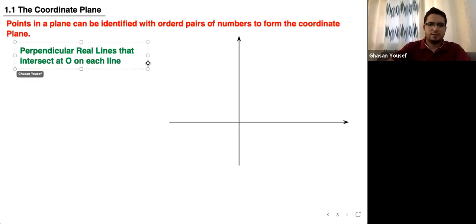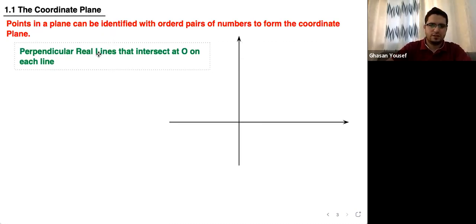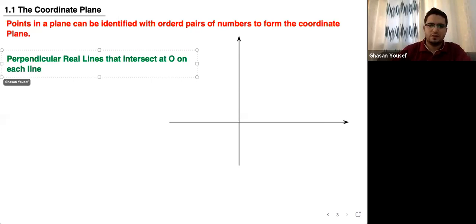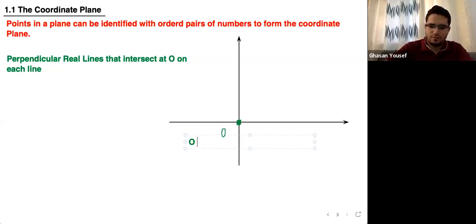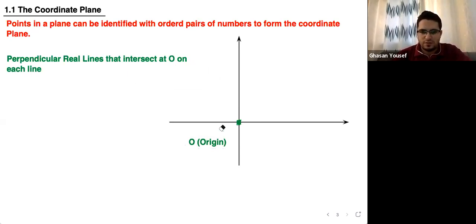So both of the lines intersect at a point. This point is the origin, the point where both of the lines intersect. This is the O. O equals the origin. The origin is like an ordered pair, the ordered pair (0, 0). So this point is my origin.